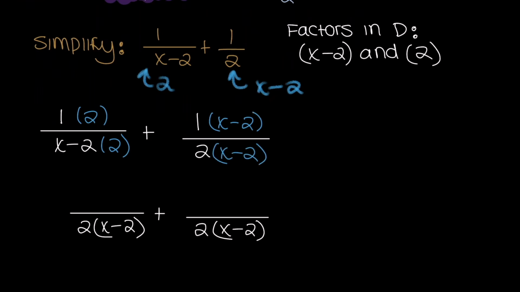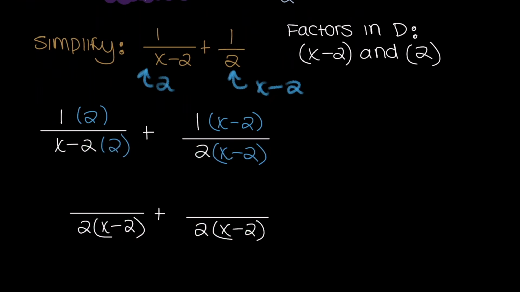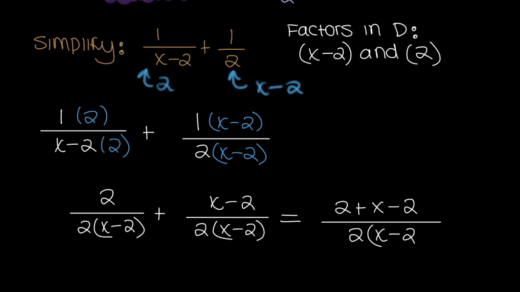and now you can realize the denominators match up now, right? This matches with this matches with that, right? So our denominators are fine. We have 2 times x minus 2. And now we can add them both. So I'm going to have 2 plus x minus 2 over my common denominator of 2 times x minus 2. Realize the 2's cancel, and so I'm just left with x.